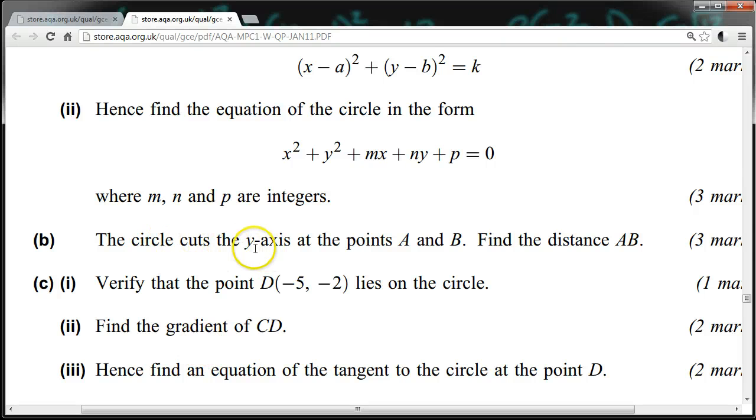The circle cuts the y-axis at the points A and B. Find the distance AB. Verify that the point D, (-5, -2), lies on the circle. Find the gradient of CD from the center to the point D. Hence, find an equation of the tangent to the circle at the point D.